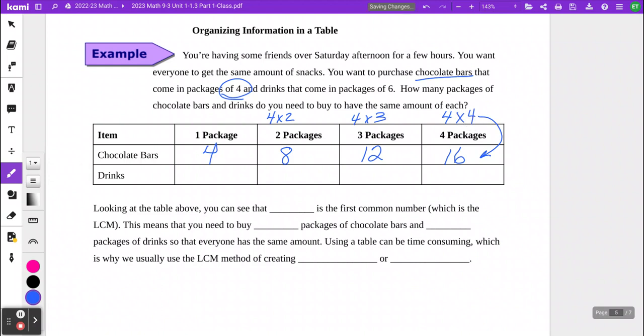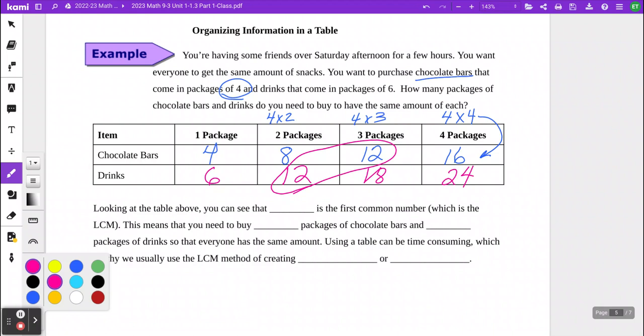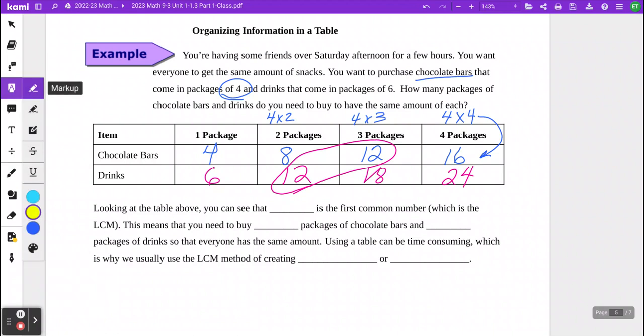Okay, now with the drinks, we're going to do the exact same thing, only this time they are in packages of 6. So our first number is a 6. If I were to add 6 more or multiply by 2, I would get 12. And guess what? That's the number. I can stop. Now, do I want to fill the rest of the chart out? You usually should. So I'll put my last 2 numbers. But really, we already found the numbers that match. So you can circle them. You can highlight them, whatever you find easiest.